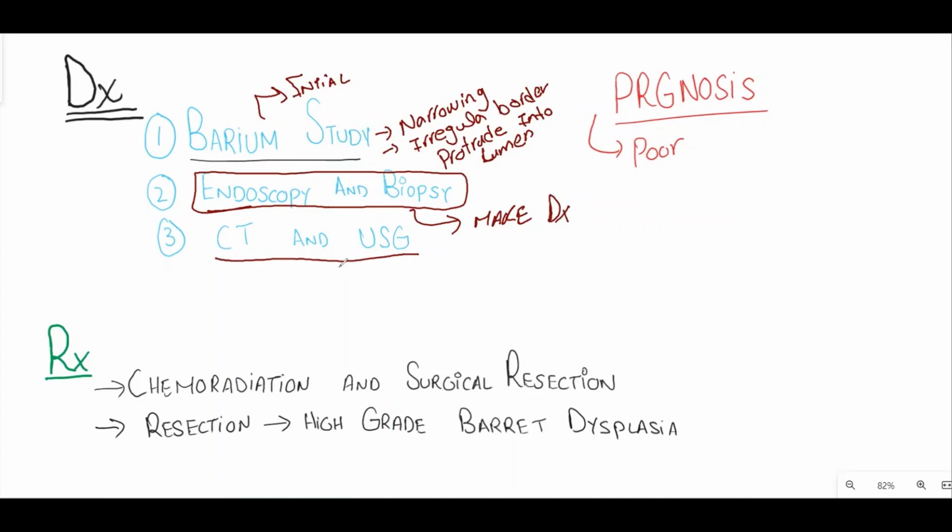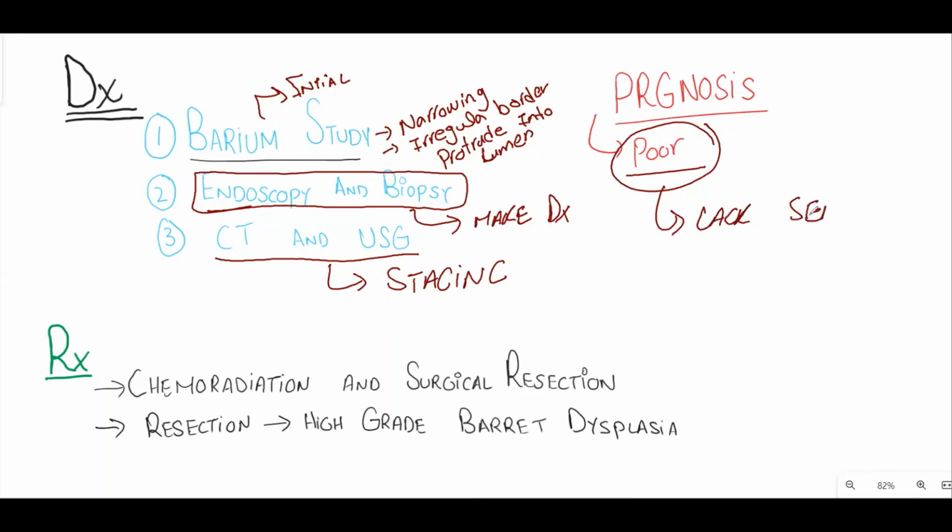Next, CT and ultrasound are helpful for the staging of esophageal carcinoma. Esophageal carcinoma has a poor prognosis. Why does it have a poor prognosis? Because it lacks serosa. So its course is aggressive, it lacks serosa, and the patient presents at an advanced stage of the disease.